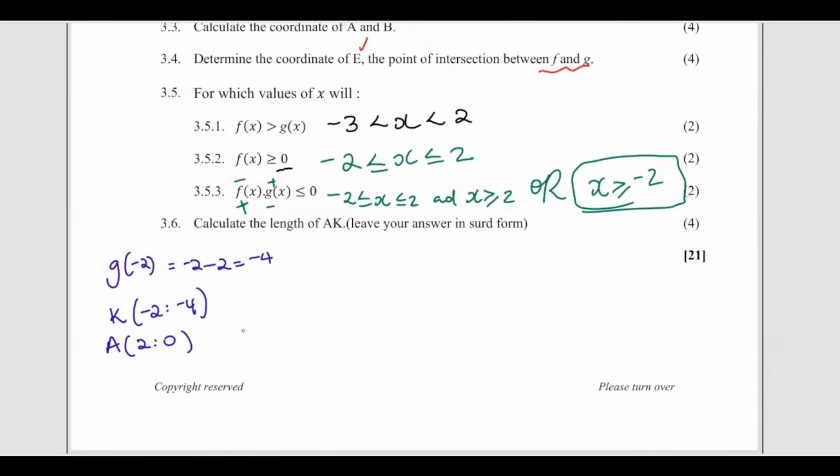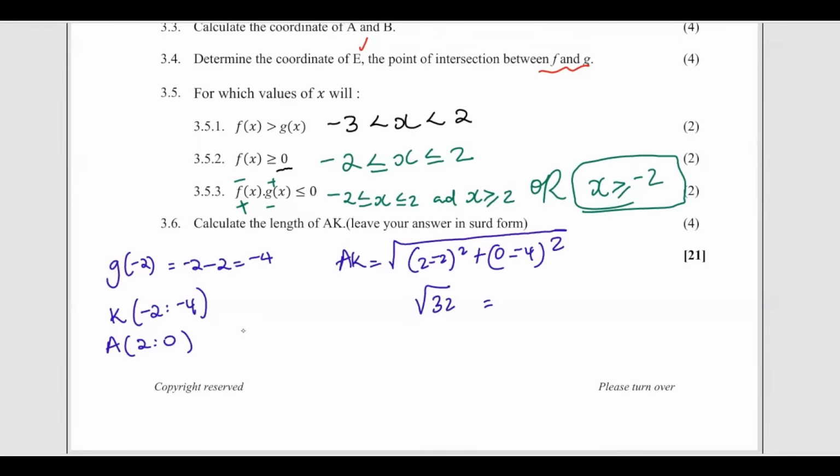We can use the distance formula and say that AK must be the square root of (x1 minus x2) squared plus (y1 minus y2) squared. So it's going to be 2 minus negative 2 squared plus 0 minus negative 4 squared. So that's a 4, and then that is a 4, which is the square root of 4 squared plus 4 squared, which is the square root of 32.